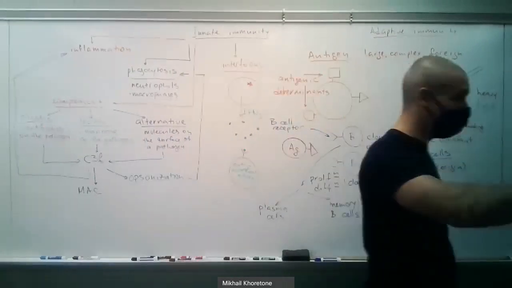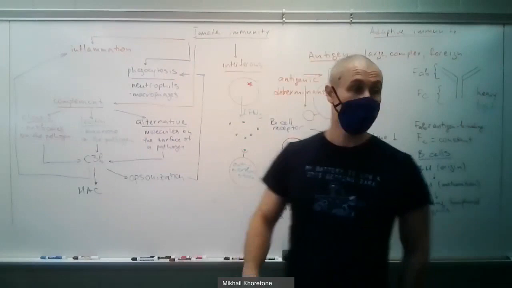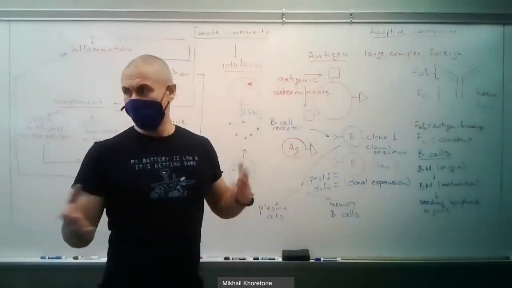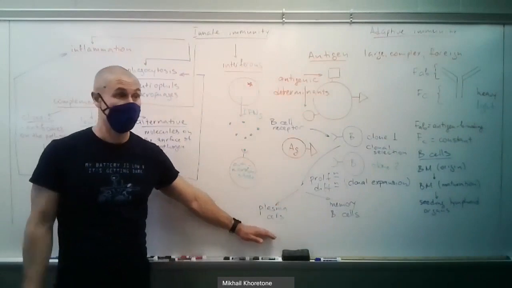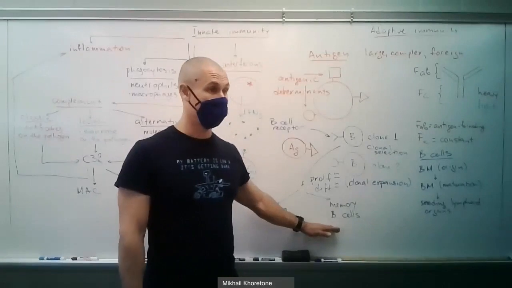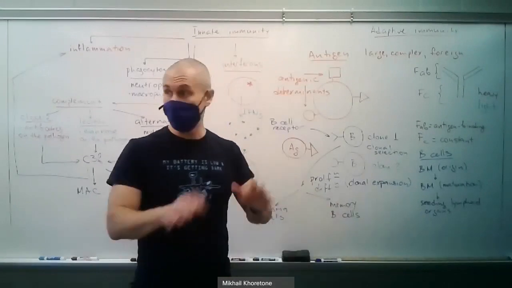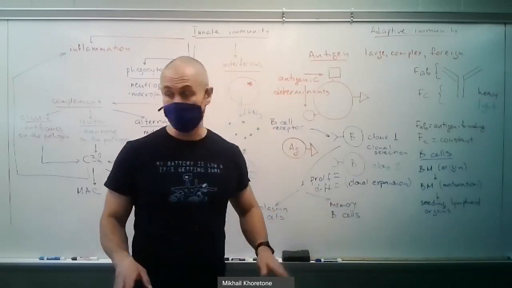I'm going to leave that thought about the mechanism because I want to address some other issues. First, when you recover and the infection is gone, what happens to those plasma cells? They die. That's fine. Okay. Memory B cells remain. They're going to sit mostly in your bone marrow and lymphoid organs.